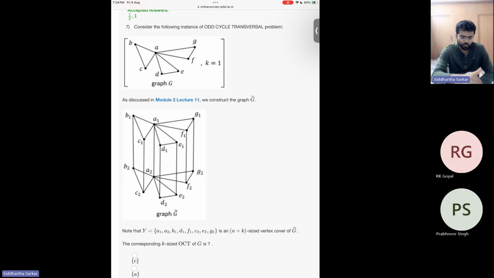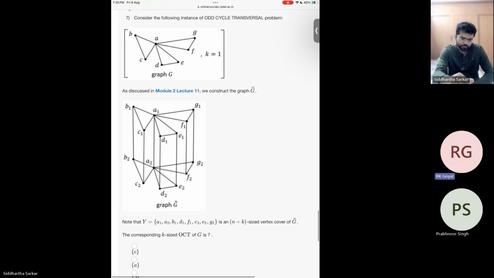What they have done is, from this graph, they have obtained a larger graph. They have made copies of each vertex. For example, you can see A1 is there, A2 is also there, B1 is there, B2 is also there. Earlier you had seven vertices, and now you have twice the number of vertices. One figure is kept below and one is kept above, and the vertices of the two figures have been connected through edges.